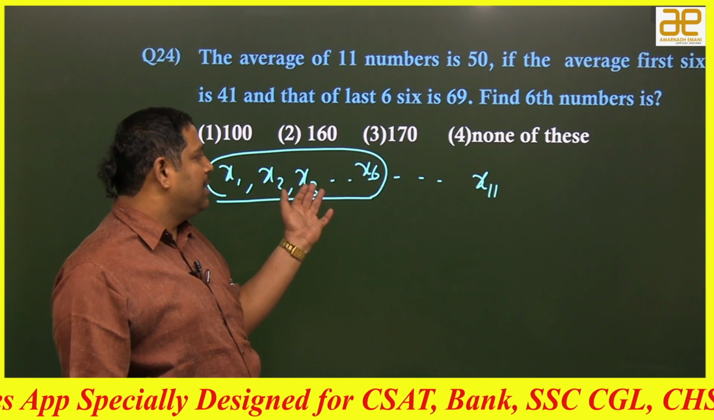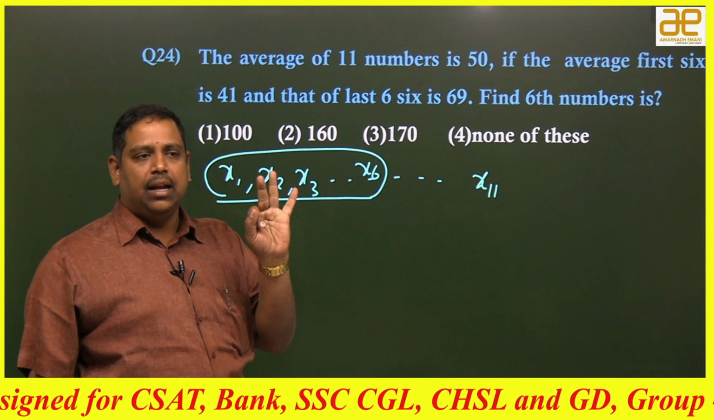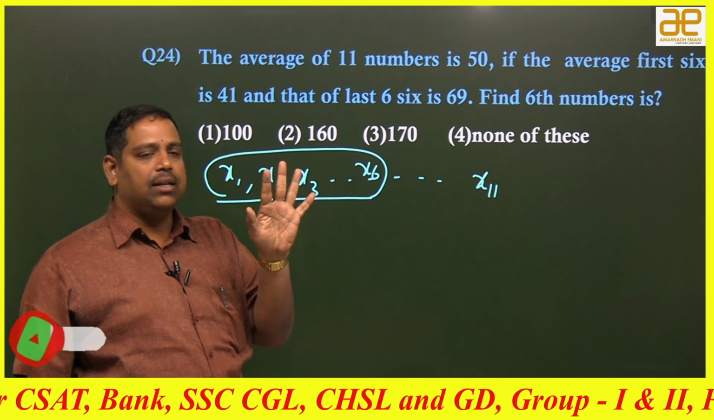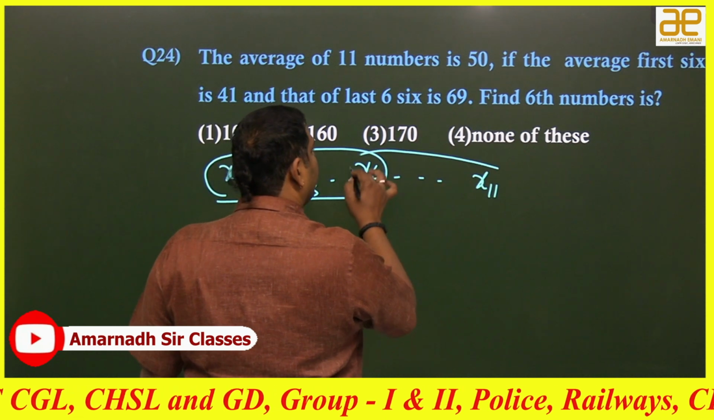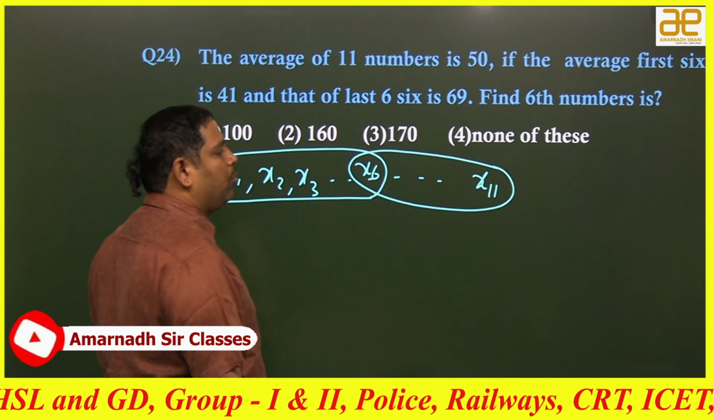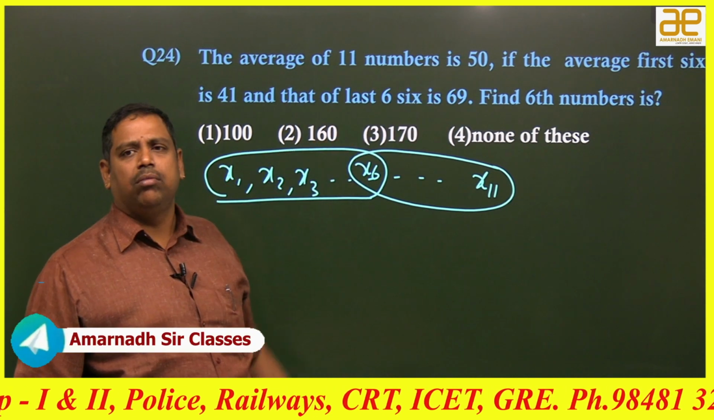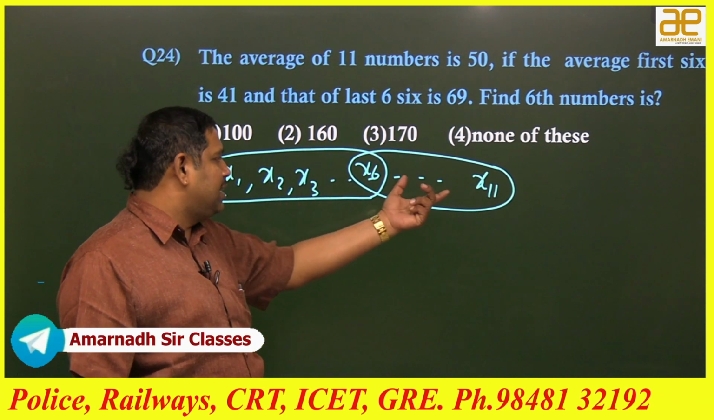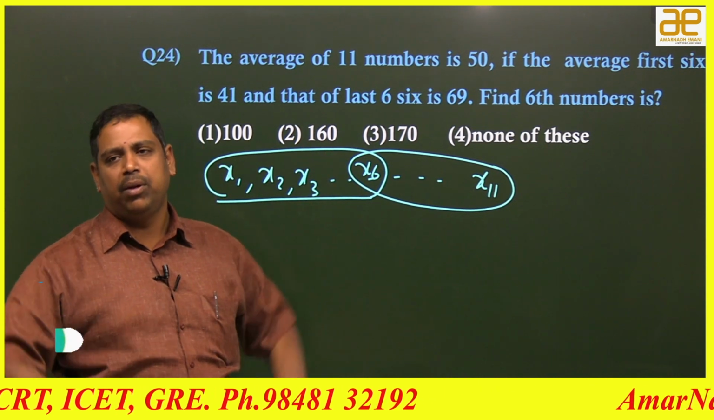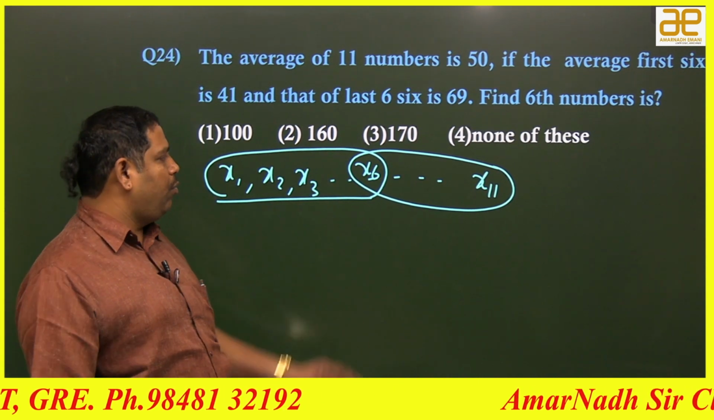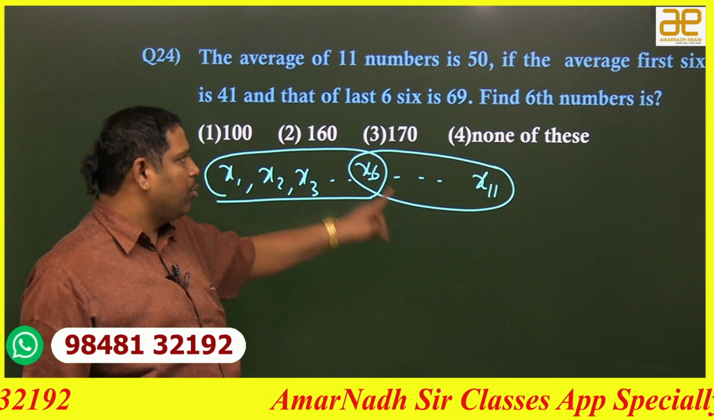Last 6 means x11, x10, x9, x8, x7, x6, so the 6th appears for the second time also. In both it was covered. For this particular question there is one formula, but it works only for 6 and 6. If it is 7 and 6, that doesn't work. That's why I don't want to give that formula for you. So what we can do, I will explain. He is asking about the 6th number only.